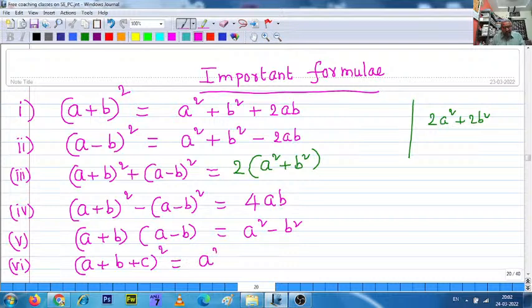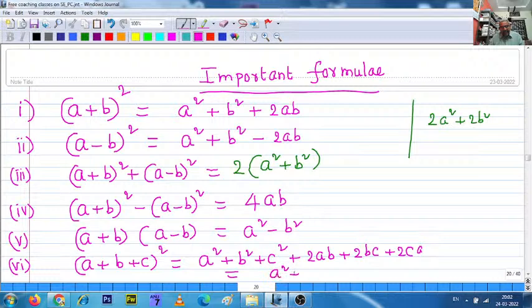So this is A square plus B square plus C square plus 2AB plus 2BC plus 2CA. This can be rewritten as A square plus B square plus C square plus, taking 2 common, 2 times AB plus BC plus CA.